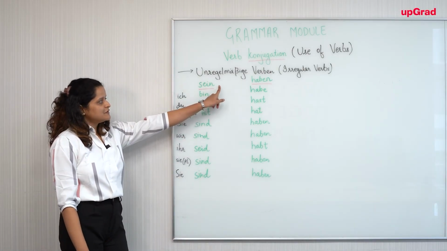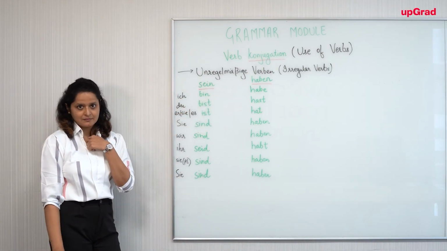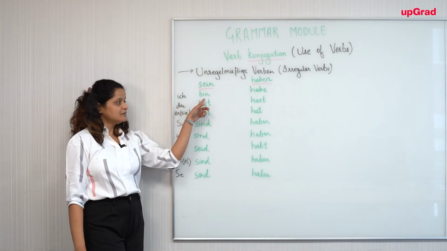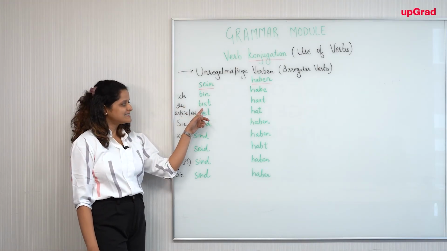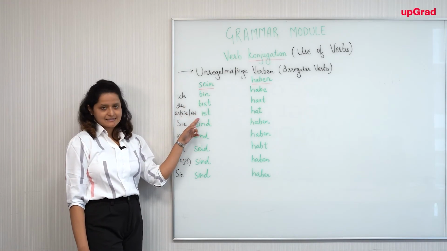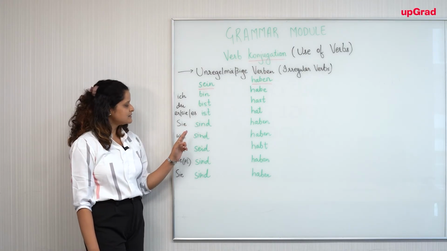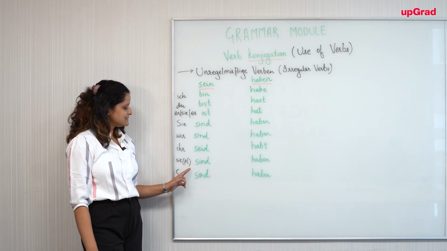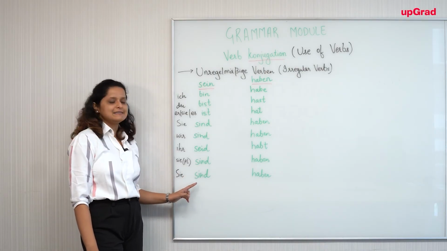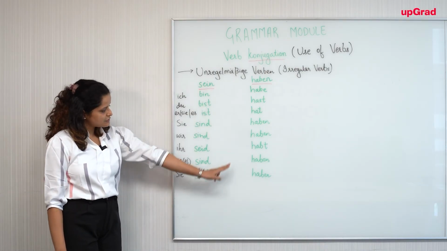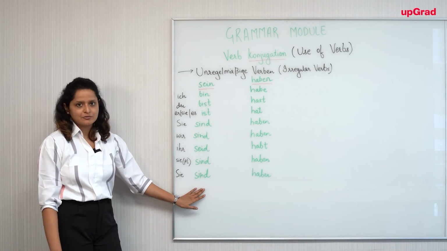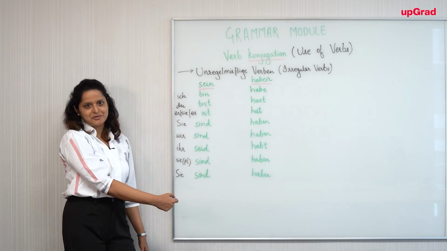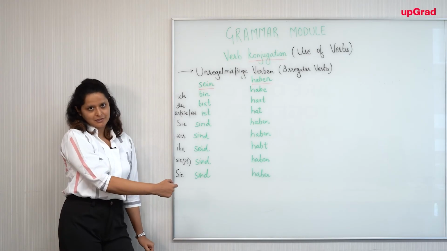So the conjugation of sein is ich bin. So it's something when I say I am this. So ich bin, du bist, er/sie/es ist, wir sind, ihr seid, sie sind, and Sie sind. So if you look at the conjugation, it is totally unique, where the verb sein is nowhere used in the conjugation. So that's how this verb is conjugated.